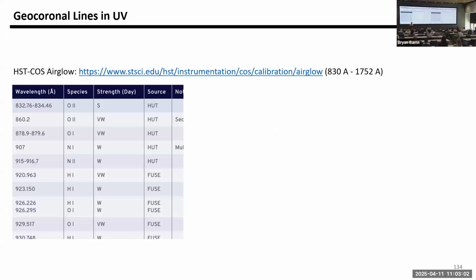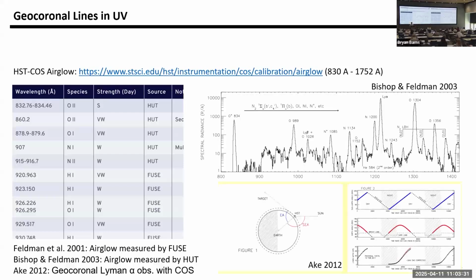If we search for the strength of these airglow lines on the web or in the literature, then what we will see is something like this from the Hubble Space Telescope information. The strengths of these airglow lines are only qualitative. You can see the strength is mentioned as S, V, W, strong, very weak, etc. So it's really difficult to quantitatively estimate the impact of these airglow lines using the available information.